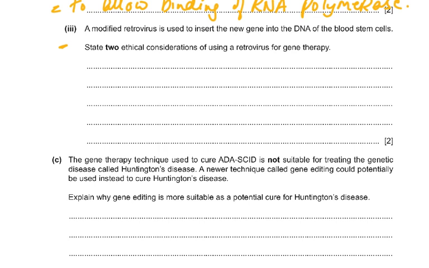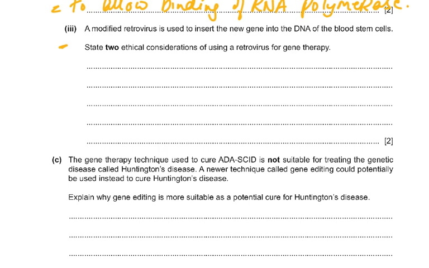Now, retroviruses, we change its RNA. So a modified retrovirus is used to insert the new gene into the DNA of the blood stem cells. State two ethical considerations. Yeah, the retrovirus must not insert in the wrong place, should not cause cancer, should not start an infectious disease or an infection, and it must not cause an immune or an allergic response, because naturally we react to viruses. Look at how we react to the coronavirus.